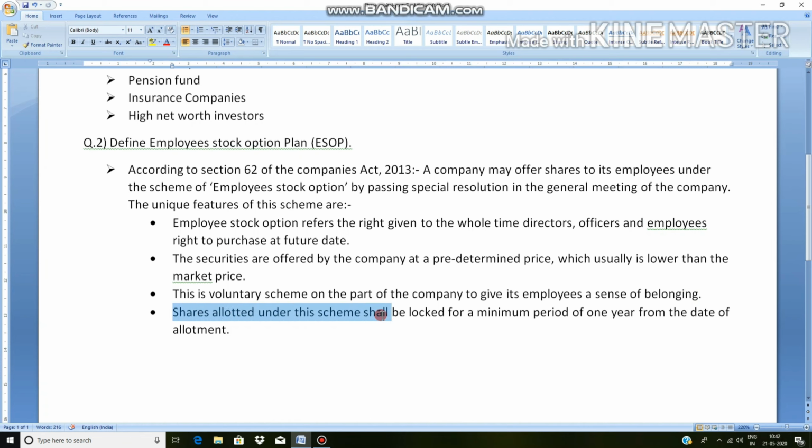Shares allotted under this scheme shall be locked for a minimum period of 1 year from the date of allotment. When the company allots employees stock option plan to its officers, employees, directors, the shares shall be locked for a minimum period of 1 year from the date of issuing or allotment. So I hope all the points are clearly understood by us. We are going to explore something more about the employees stock option plan, a few more content, a few more data about employees stock option plan. Okay, let's start.